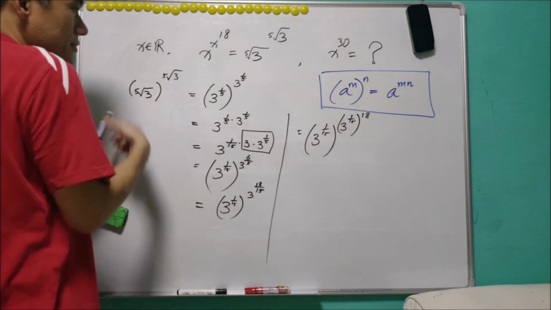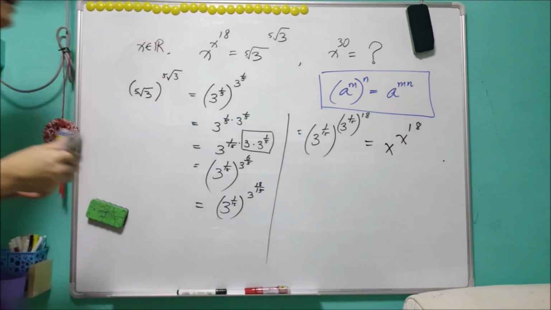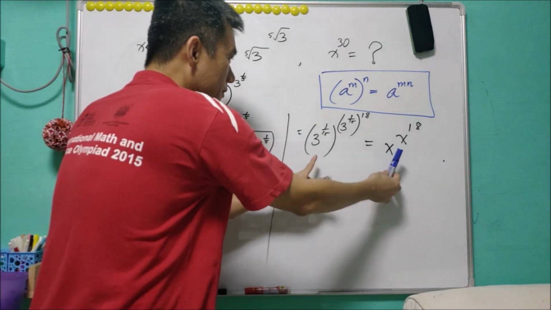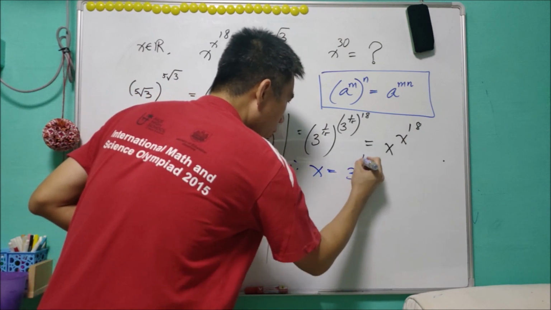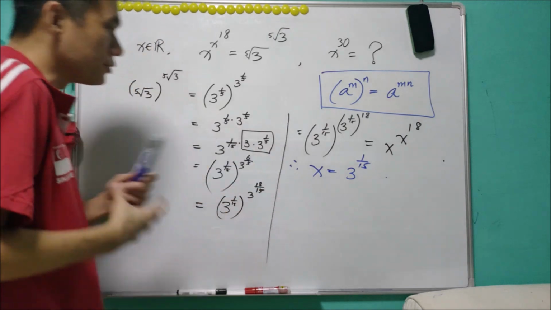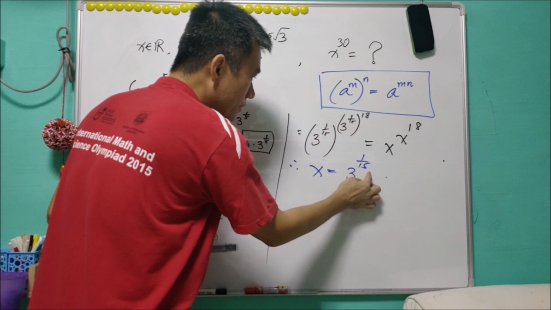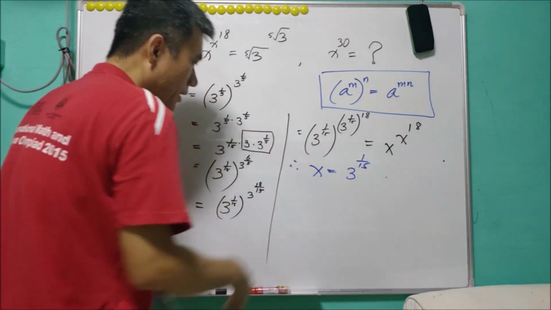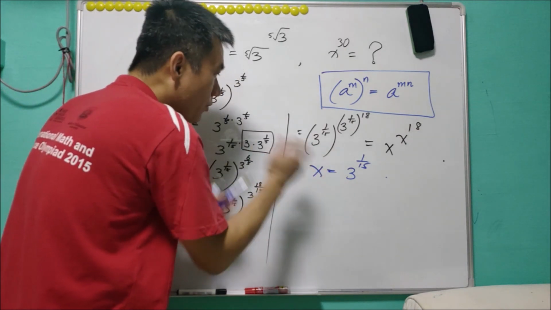Now given that this is equal to x to the power of 18, many people will just say that since this is the same form, therefore x equals 3 to the power of 1 over 15. Wait a minute, is it true? Of course, you can see from here that 3 to the power of 1 over 15 is one of the solutions, but is this the only solution? Let us proceed first by assuming that this is a solution and see what will happen later on.